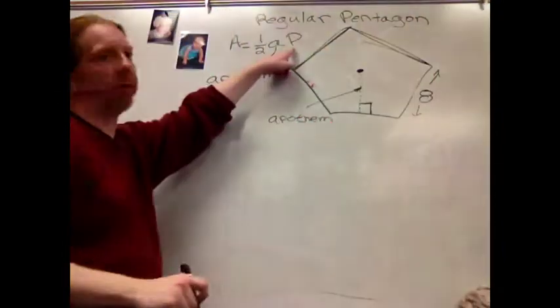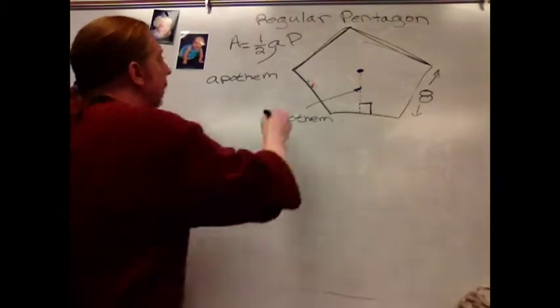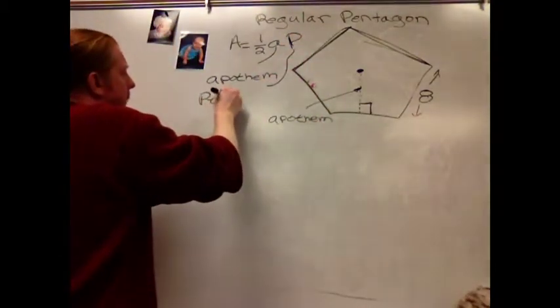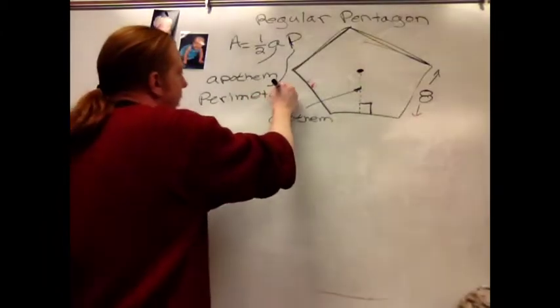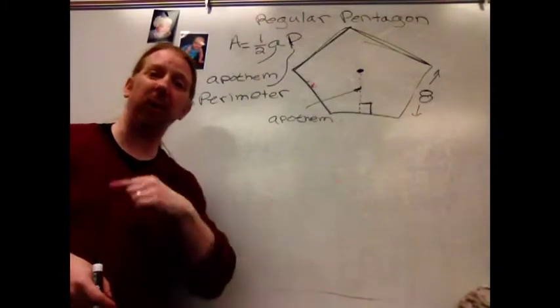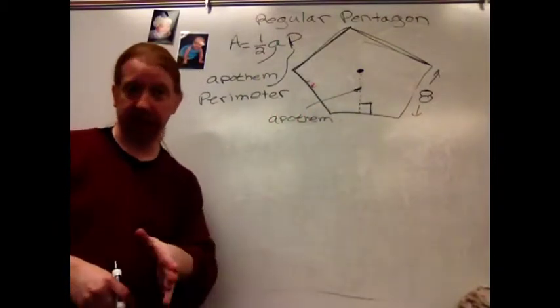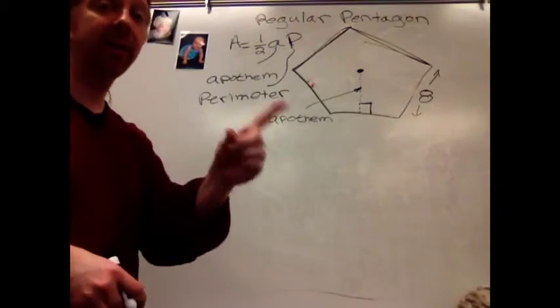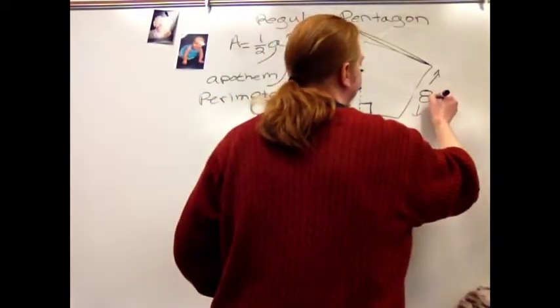Now, the P in the formula refers to the perimeter of the figure. Now, perimeter is not a real tough one. We've done that one before. That's the distance all the way around. In this particular case, I have a pentagon with sides each being 8 units in length. I'm going to put units on there to make it easier to talk about.